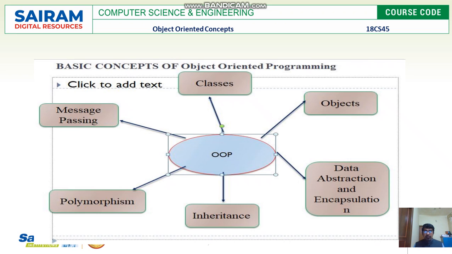Let us see what are the main features of object-oriented programming. There are five features: message passing, polymorphism, inheritance, data abstraction, and encapsulation. These are the basic concepts of object-oriented programming. Apart from classes and objects, we have message passing, polymorphism, inheritance, data abstraction, and encapsulation.